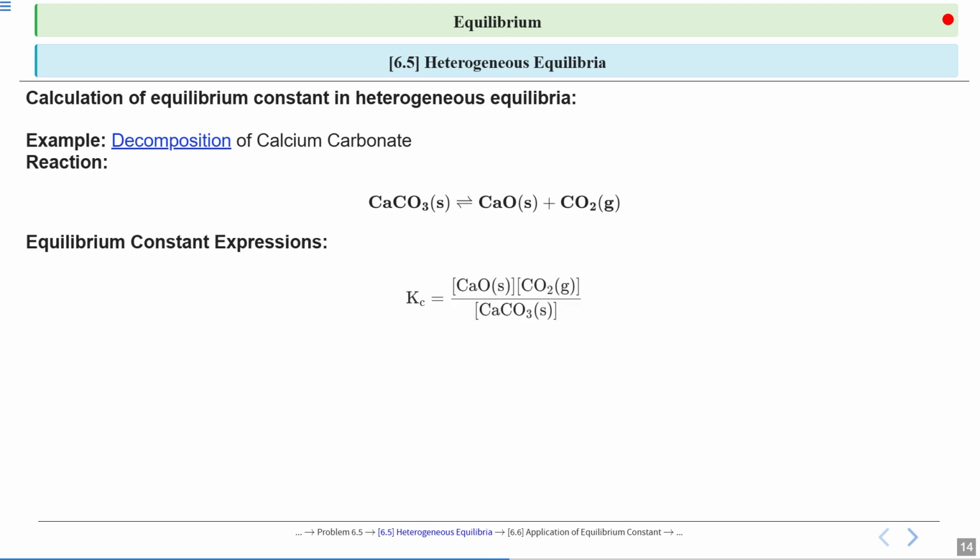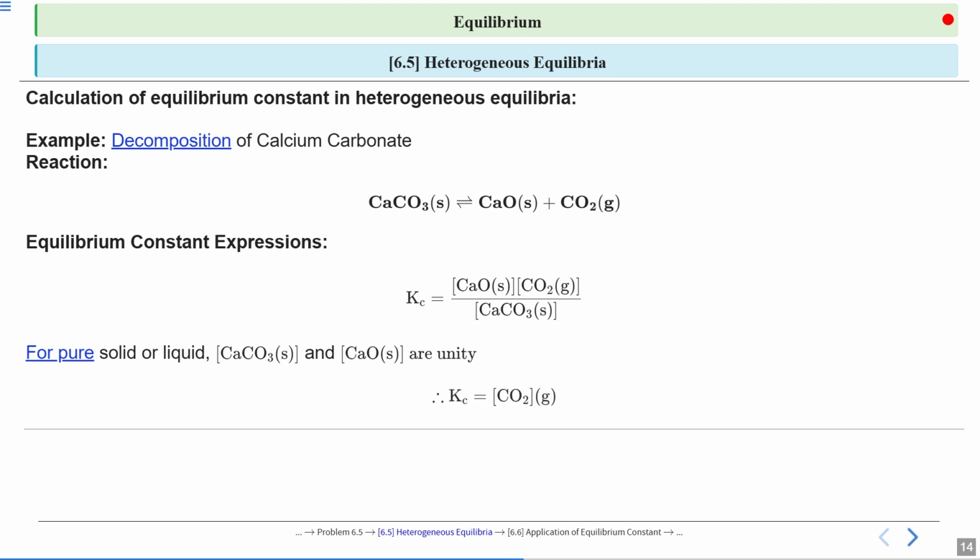You can write Kc is equal to the concentration of calcium oxide multiplied by the carbon dioxide in the gaseous phase, divided by calcium carbonate in the solid phase. So this is the term for Kc. Now I have already told you that the concentration of a solid will be taken as unity. And students, for those who have thought about this equation, this is a heterogeneous one. Now if the concentrations of the solids are taken as unity, we can simply write the equilibrium constant Kc is equal to the concentration of CO2 in the gaseous phase.